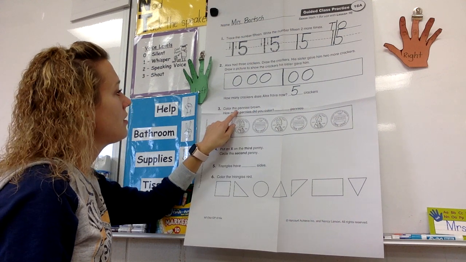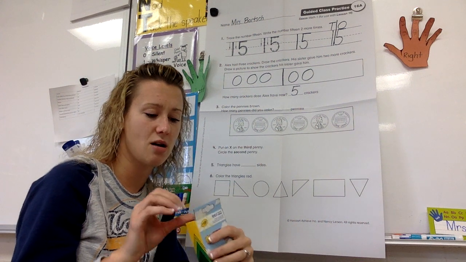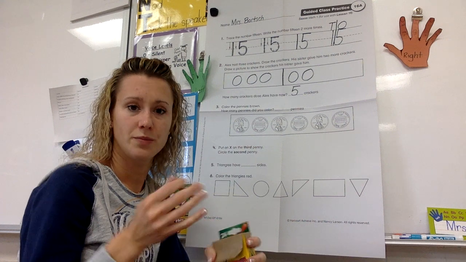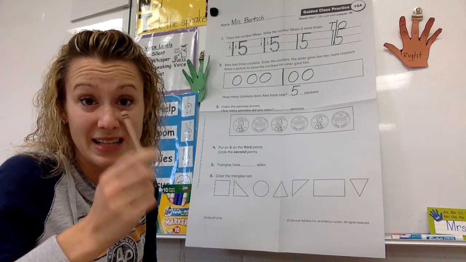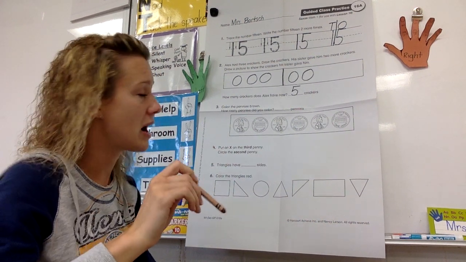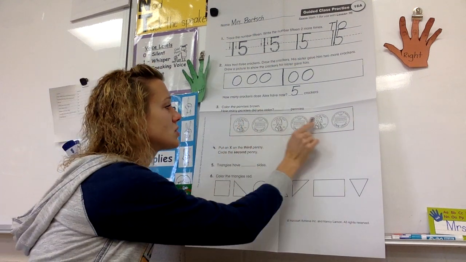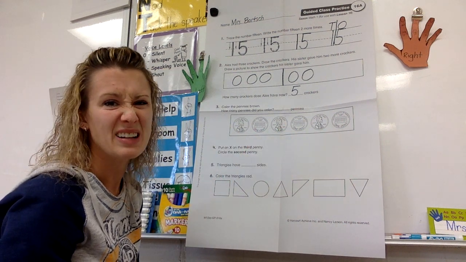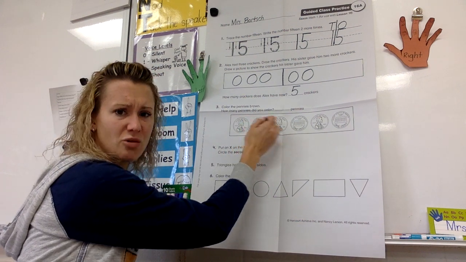Number 3 says color the pennies brown. Awesome. So my loves, you need to take out your brown. I'm going to tell you a little secret while you take out your brown. Whenever it tells you to color the pennies brown, please don't go like this and scribble all the way across them. Please don't. I have kids that do that some years, and it just looks so yucky. Just color each one, okay?